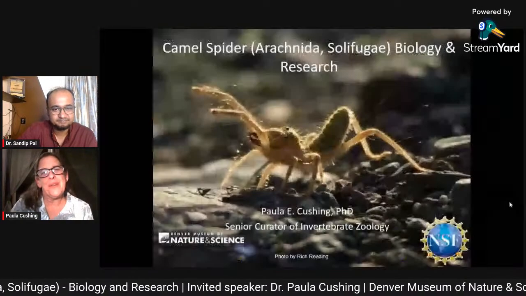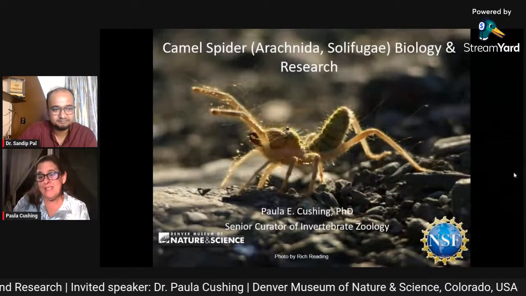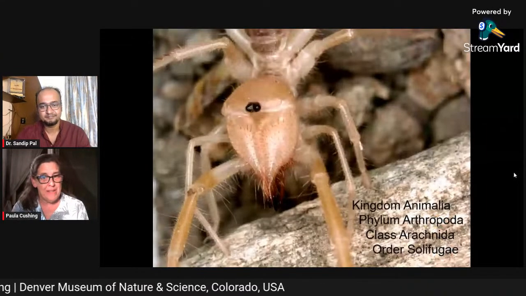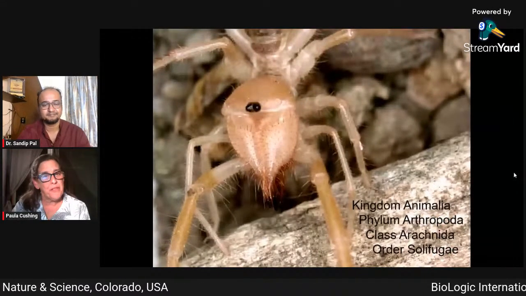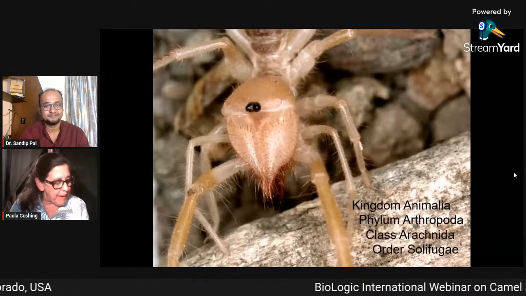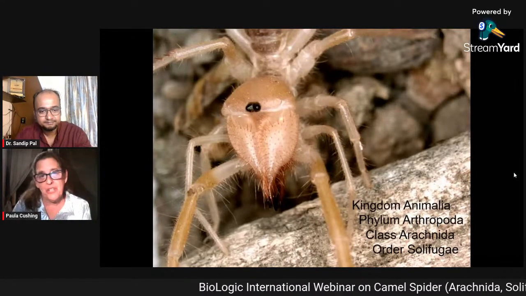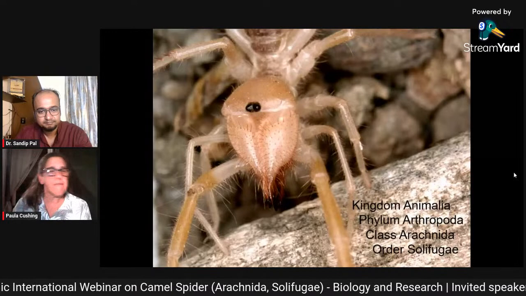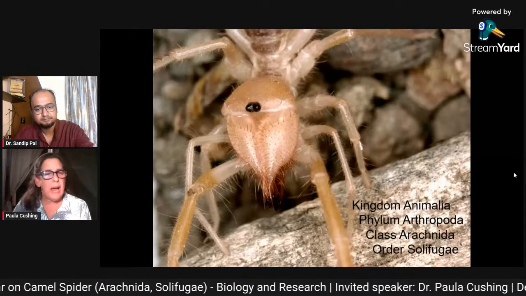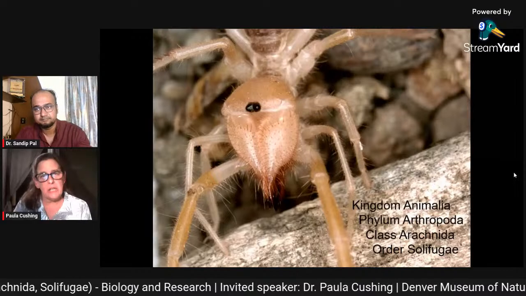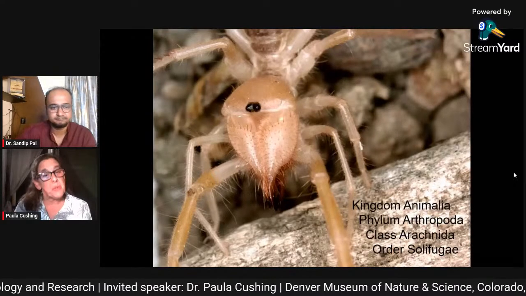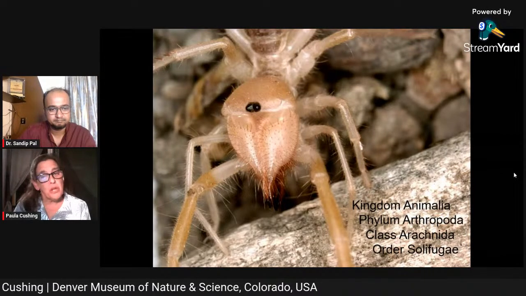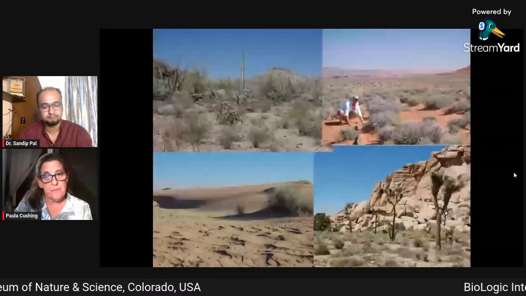Today I'm going to give you an overview about Solifugae. Solifugae are commonly called camel spiders, and they are in the kingdom Animalia. They're animals in the phylum Arthropoda. And arthropods include, as many people in this audience know, anything with an outside exoskeleton and jointed legs. So that big phylum includes insects, crabs, millipedes, centipedes, and it includes arachnids. The class Arachnida includes 12 different orders of organisms. Solifugae are one of those 12 orders.